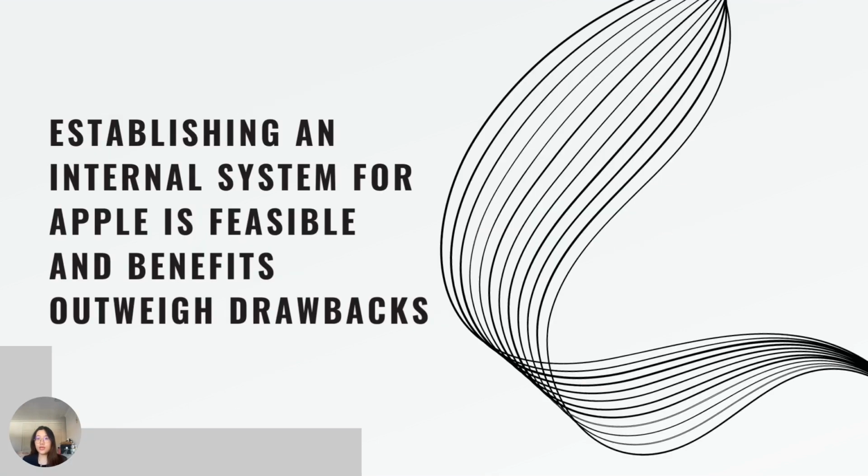In conclusion, establishing an internal system for Apple is feasible and benefits outweigh drawbacks. Addressing challenges of the controversies about privacy issue that may arise in the future through measures and policy. The system enhances clarity, efficiency, and decision support, improving operational efficiency and competitiveness. Apple can reduce development and operational costs with its talents and resources.